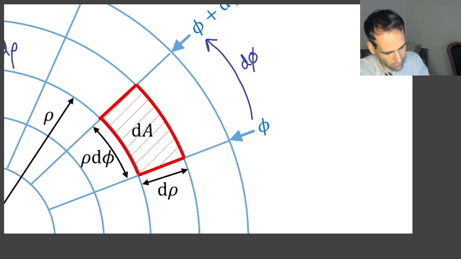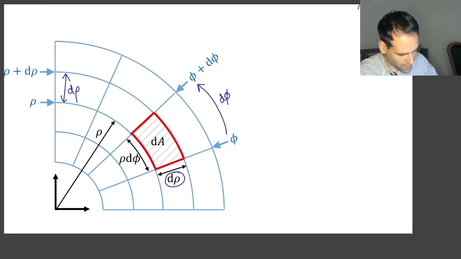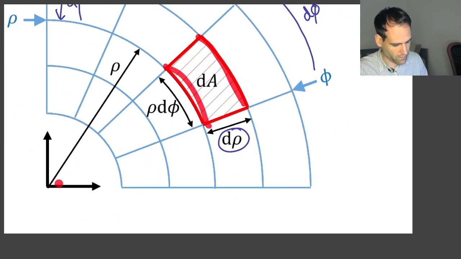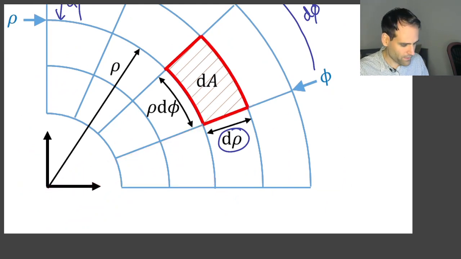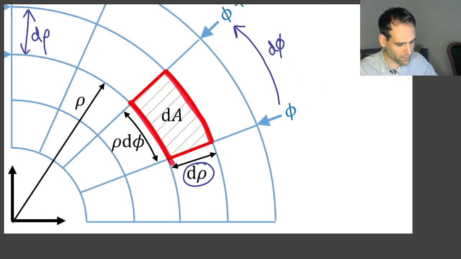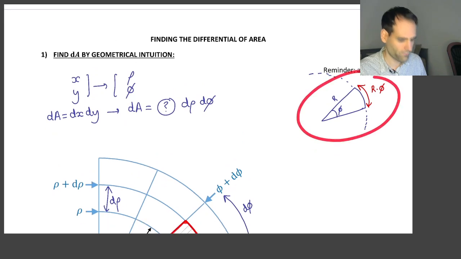Clearly one of its sides has a size of d rho, because remember d rho was the amount we increased rho by. And the other side is this length, which we assume is equal to this length. Clearly in this picture they are not equal. This one is bigger than this one, because this radius is bigger. But if this difference is very, very small, then these two lengths become equal in the limit. And what is the length? It will be the length of this arc, which is rho times d phi, owing to the rule that I reminded you of earlier.